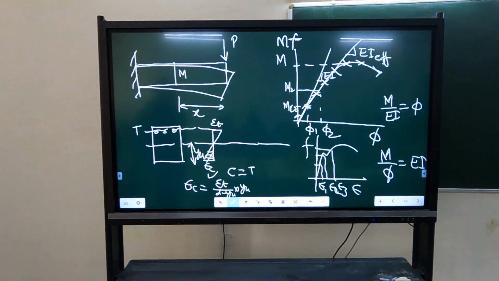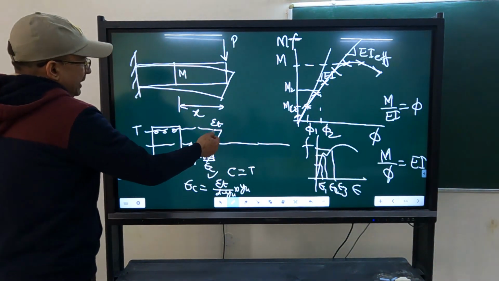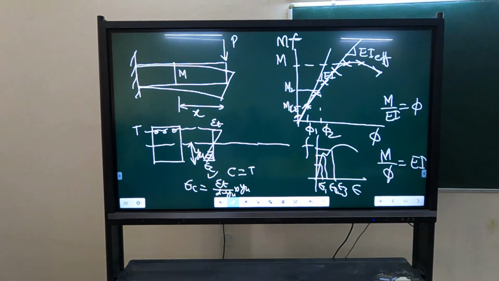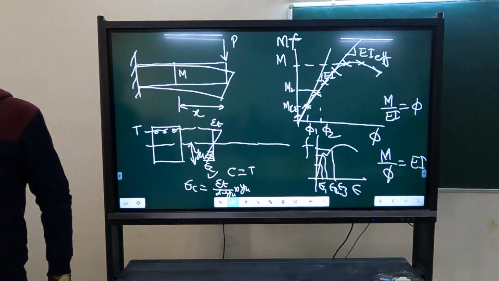There we are using epsilon C for concrete. So will we take it as a fixed value, that 0.002? No, it is a variable. Epsilon c depends on epsilon t, the assumed value of epsilon t. So this will go on varying. It won't be a fixed value.